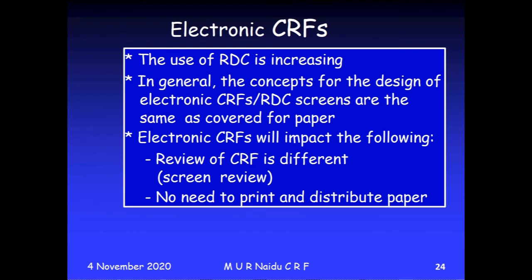Electronic case record forms are used by many people. In general, the concept of designing electronic case record form screens is the same as for paper. There is hardly any difference; the same thing as in the paper case record form is available on the screen, but the review of the case record form is different. You have to see the screen and review it. No need to print or distribute paper, so a lot of paper can be saved, and you can preserve all the data in electronic form in a very small form, either on a pen drive or on a disk.